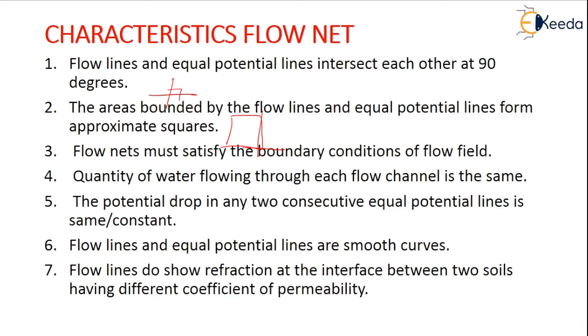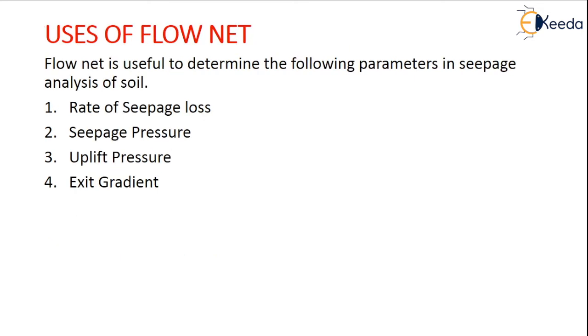Also, the quantity of water flowing through each flow channel is always the same. The potential drop between any two consecutive equipotential lines is the same or constant. The flow lines and equipotential lines are smooth curves. They have to be smooth curves. Flow lines do show refraction at the interface between two soils having different coefficients of permeability, different K values.